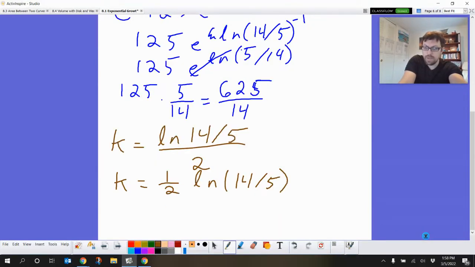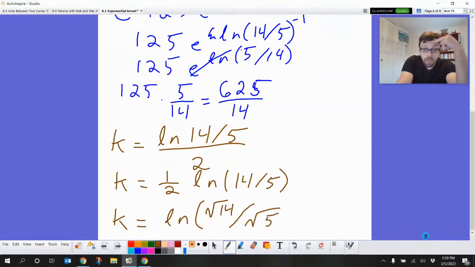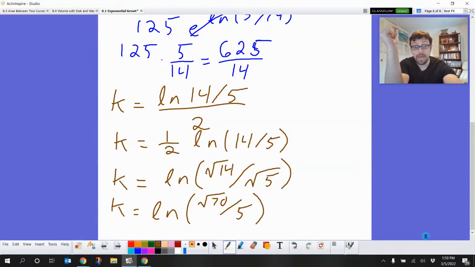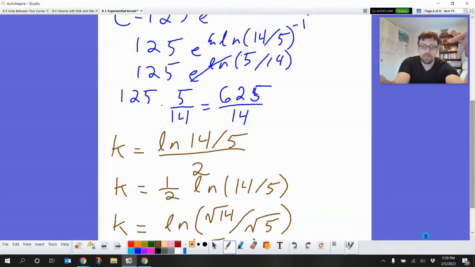So that 1/2 could be brought into that natural log and become a square root. So K equals the ln of the square root of 14 over the square root of 5. And you could simplify that because we don't like square roots in our denominator. So K equals the ln of the square root of 70 over 5. And we like doing that because then we get what happened up here, where the ln and that e are going to kind of clean each other up.